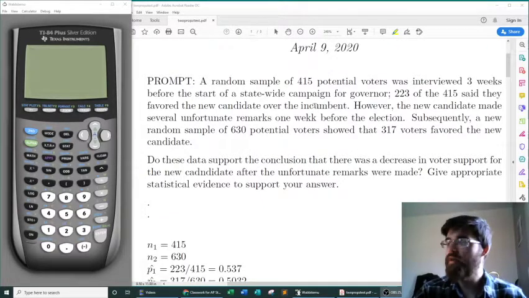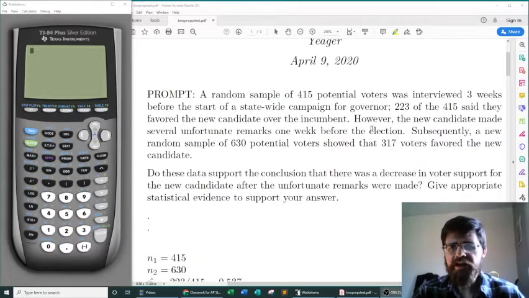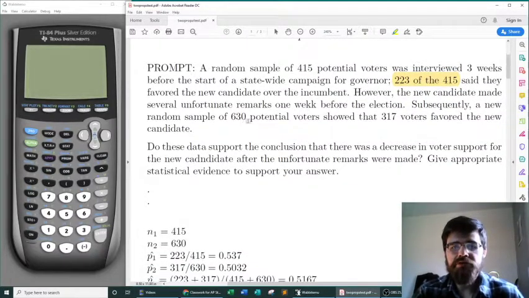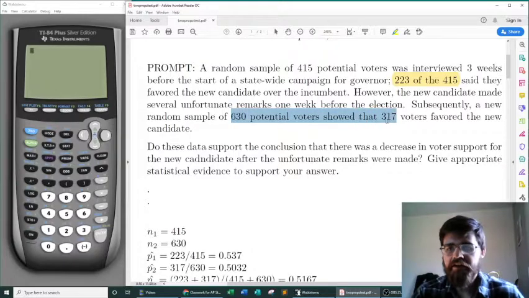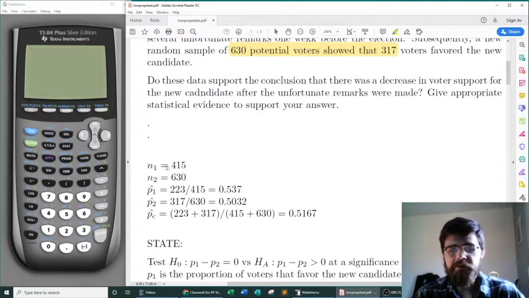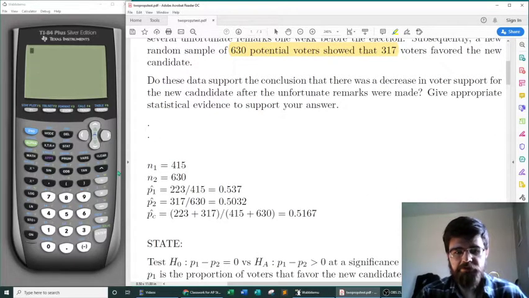So just to review what the problem is about, we are running a campaign for governor. We send out a survey to some potential voters, and we find 223 out of the 415 people surveyed support the new candidate. A few weeks later, we do a new survey, and it looks like our love for the new candidate has changed a little bit. So just to wrap up all the information we've been given.